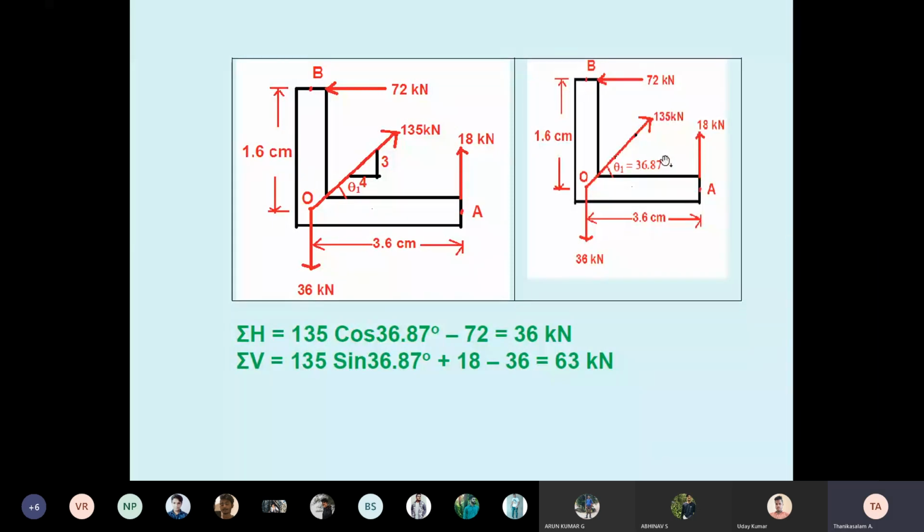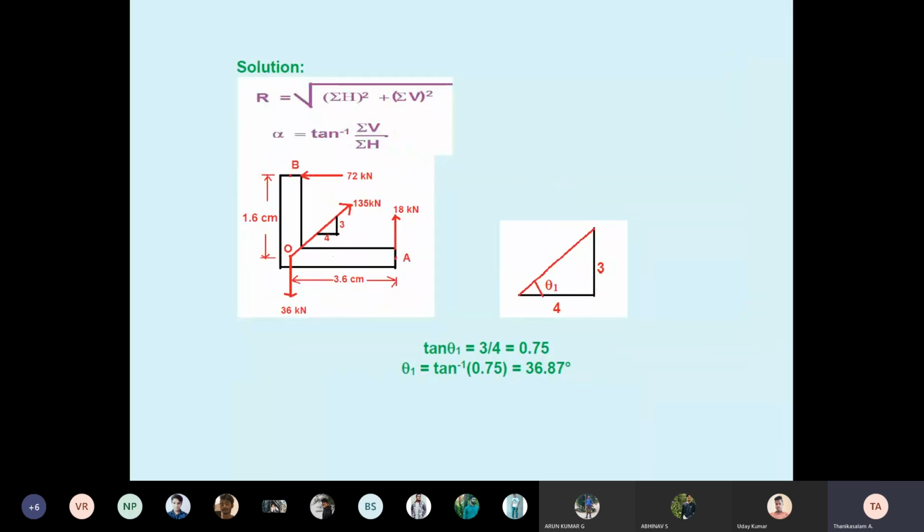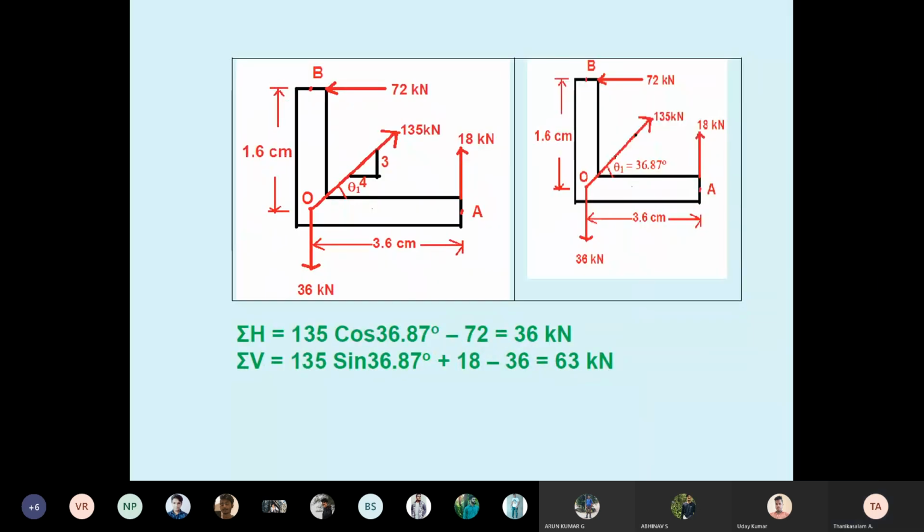How did I calculate? I have taken a right angle triangle. So we can apply tan theta equals what is the formula? Opposite side divided by adjacent side. Okay. Now resultant. So the resultant formula we know: square root of summation of H square plus summation of V square. Summation of H means adding all horizontal forces. What are the horizontal forces?